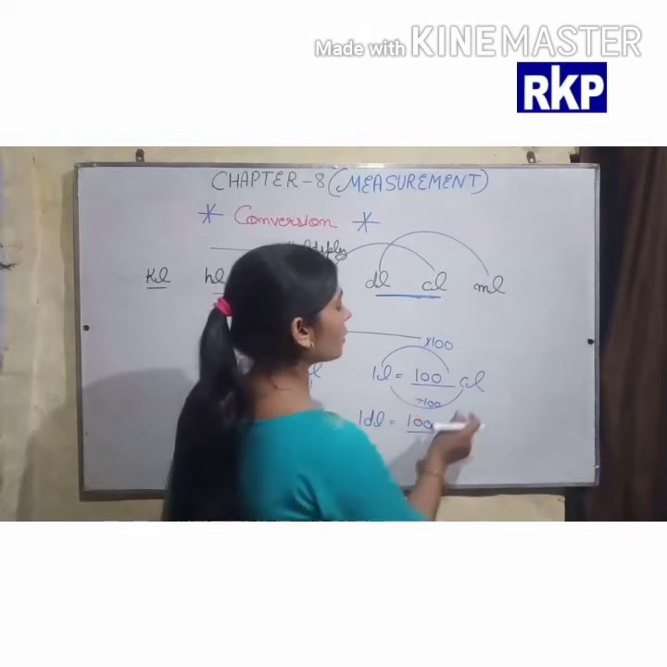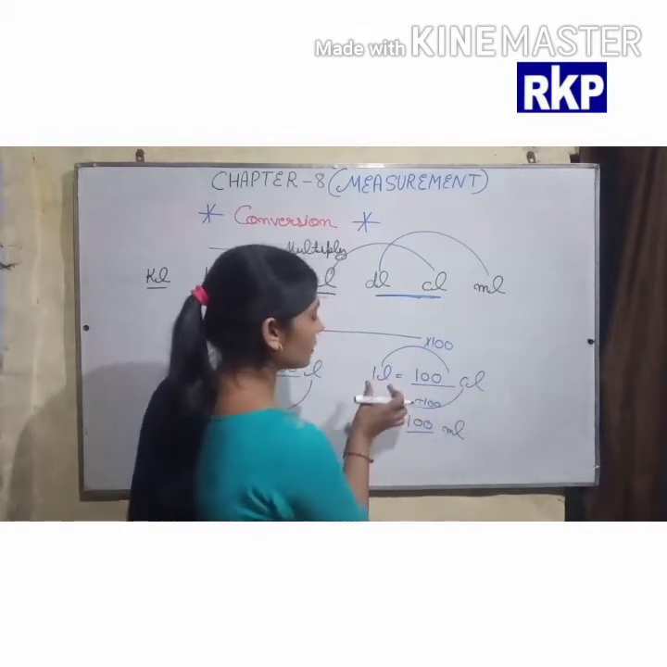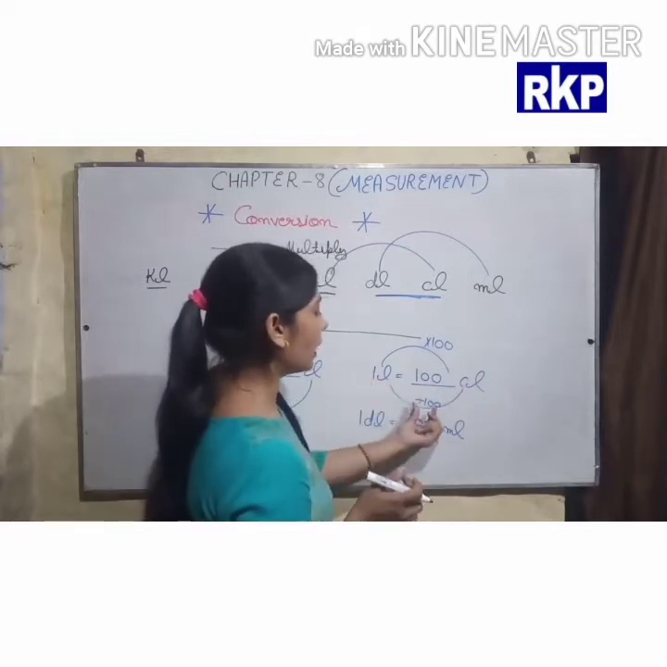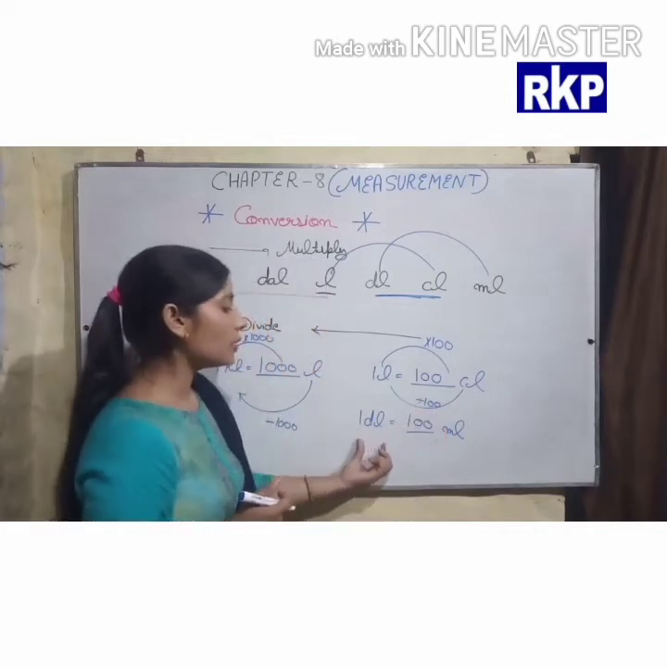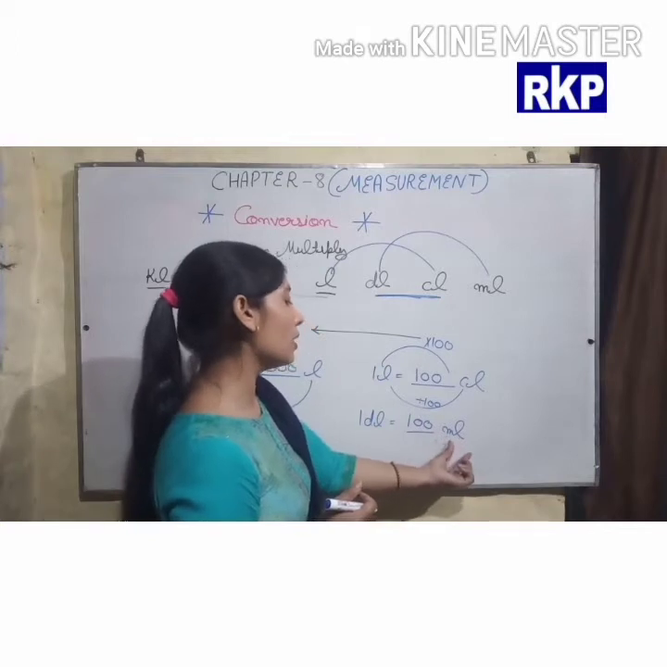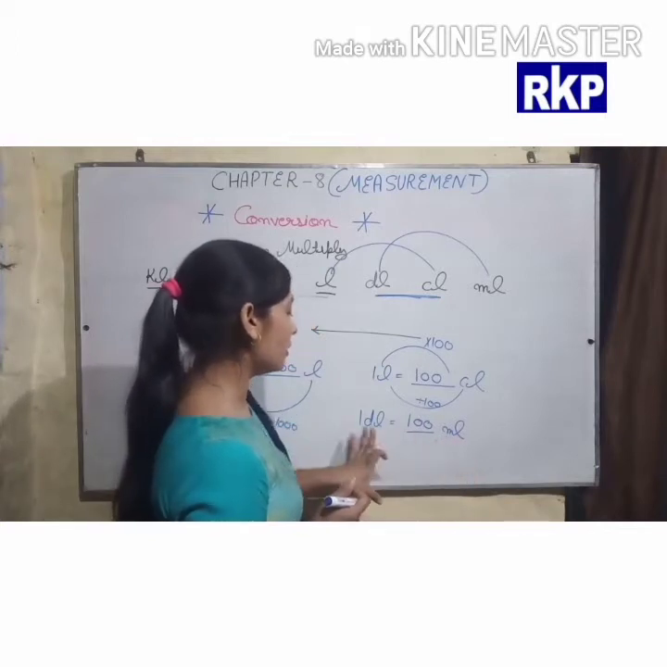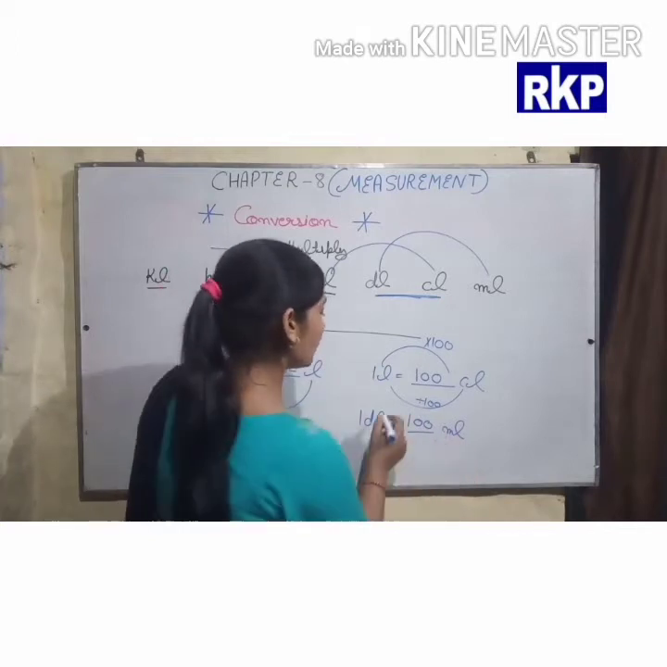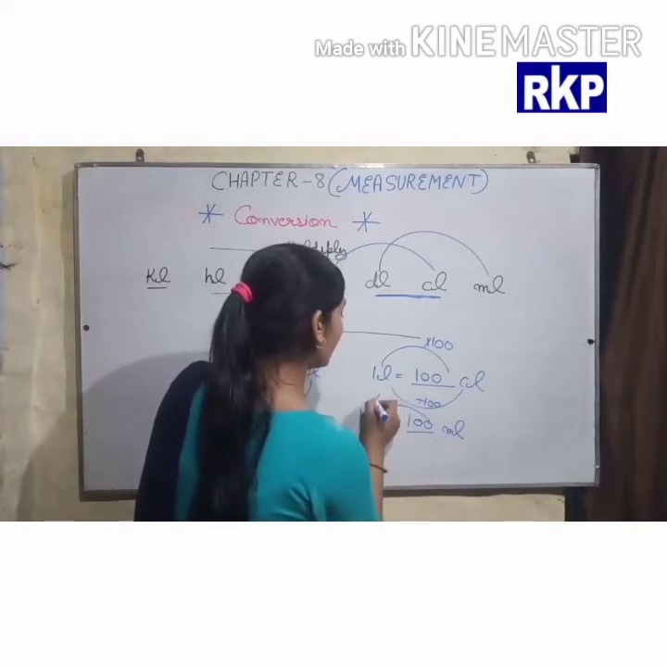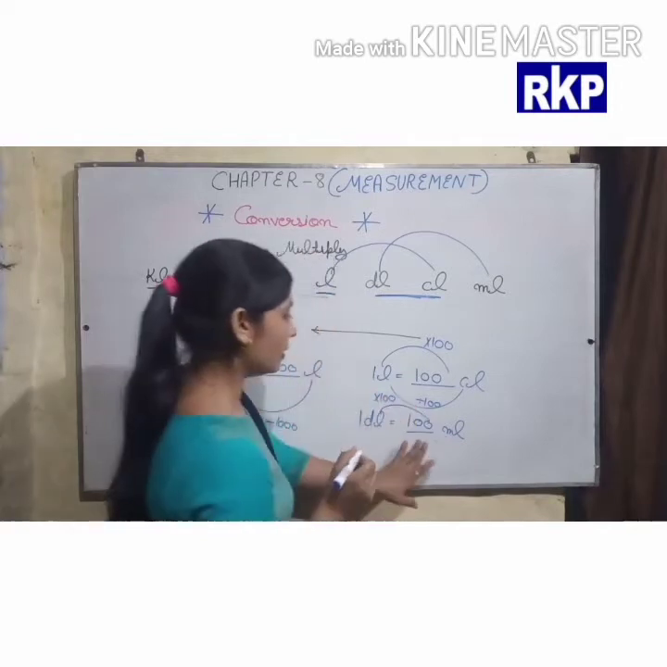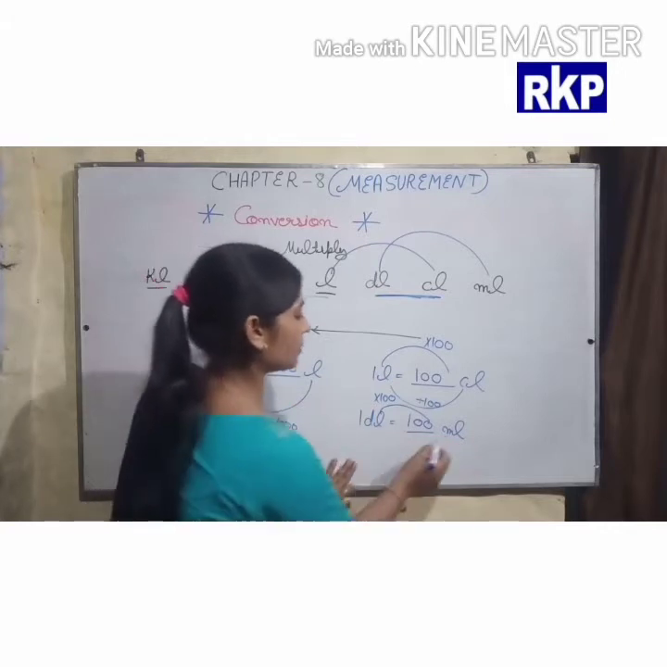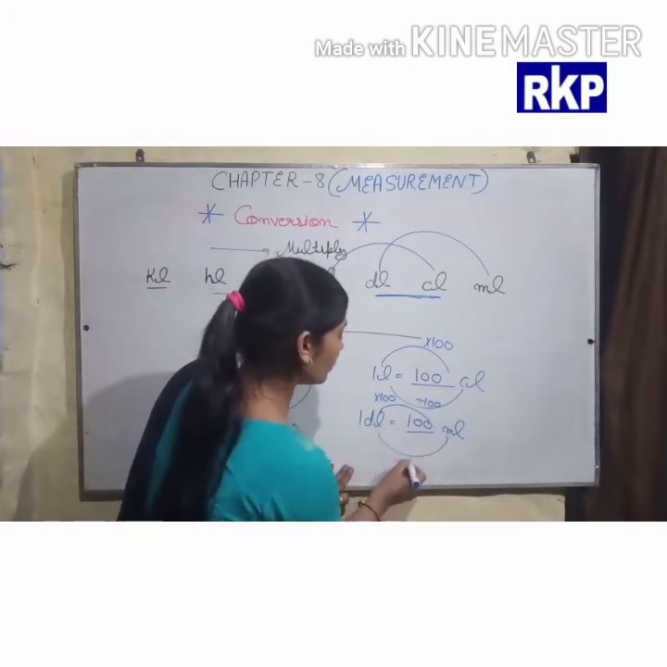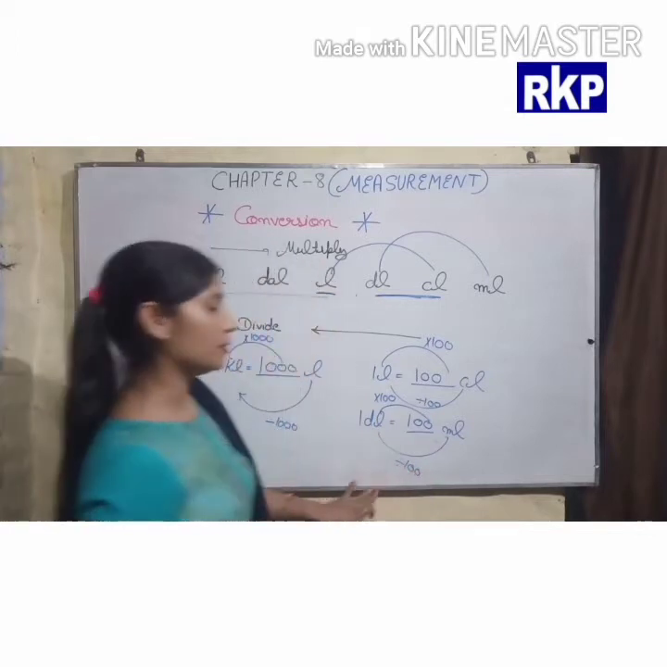So when we convert centiliter into liter, we have to divide by 100. And here deciliter is the bigger unit and milliliter is the smaller unit. When we convert deciliter into milliliter, we need to multiply by 100, and when we convert milliliter into deciliter, we need to divide by 100.